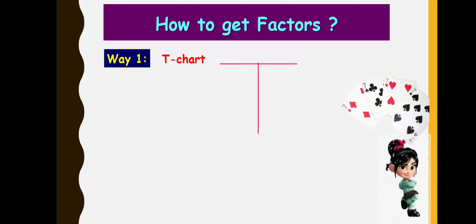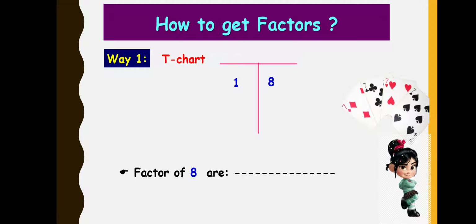When we want to get the factors of a number, we're going to start with 1, because 1 is a factor of all numbers. Why? Because any number, when I multiply it by 1, gives me the same number, because 1 is the multiplicative identity. Here I want to get the factors of 8, so I'm going to start with 1 and 8.